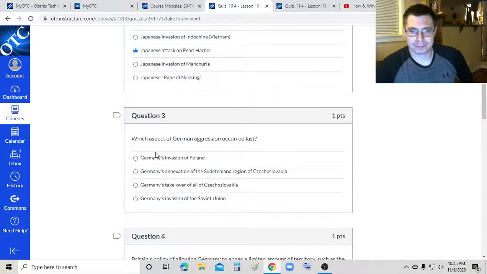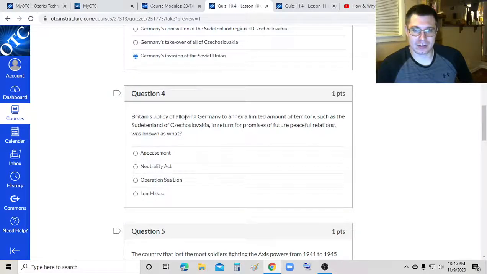That would be Germany's invasion of the Soviet Union. That's in 1941. Poland's 1939. Annex of this region of Czechoslovakia is 1938. Germany's takeover of all of Czechoslovakia is in early 1939. So basically you have, in chronological order, this one, then this one, then this one, then this one. So this is the one that occurred last.